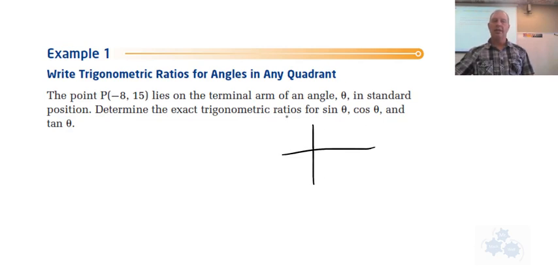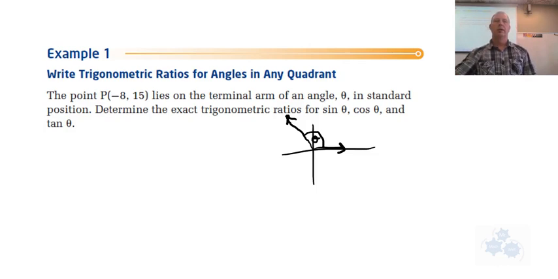All right, the point (-8, 15) lies on the terminal arm of an angle, theta, in standard position. So (-8, 15) is going to be somewhere around here. This is the angle that we're talking about, right here. That's theta. So we know it's in the second quadrant, right? Determine the exact trig ratios for sine, cos, and tangent of theta.